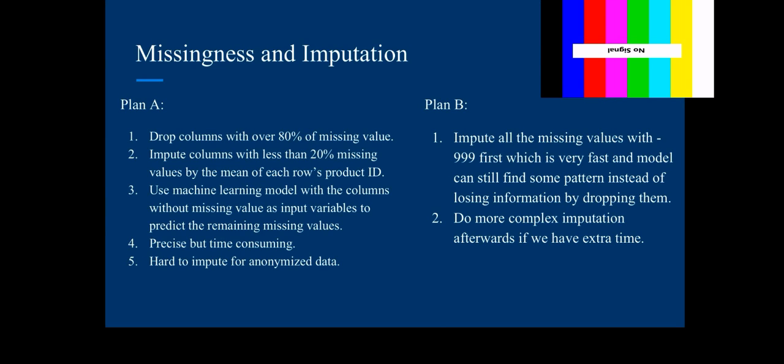Considering the time limitation, we decided to take plan B. And plan A is also hard to do because of the anonymized data. For plan B, we took the advice from our mentor, Bernard, so that we impute all the missing values with -999 first, which is very fast. And the model can still find some pattern inside of our data set instead of losing all the information if we drop them. And we can do more complex imputation methods afterwards, like plan A, if we have extra time. So that's also one part of our future work.